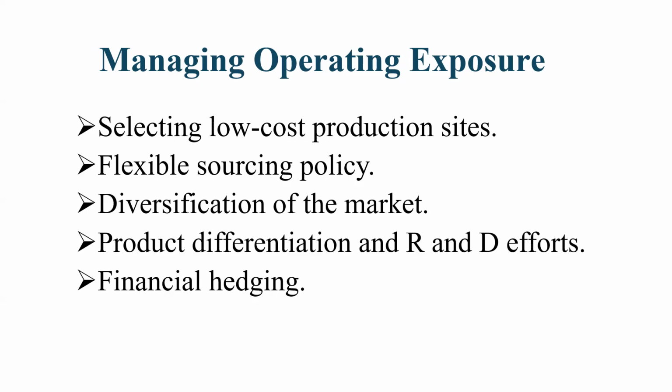The first is selecting low-cost production sites. Now, when the domestic currency is strong or expected to become strong, a firm may choose to locate production facilities in a foreign country where costs are low. Low costs may be due to either the undervalued currency or underpriced factors of production. The firm may choose to establish and maintain production facilities in multiple countries to deal with the effect of exchange rate changes. So for example, Nissan has manufacturing facilities in the US, in the UK, and Mexico, as well as Japan.